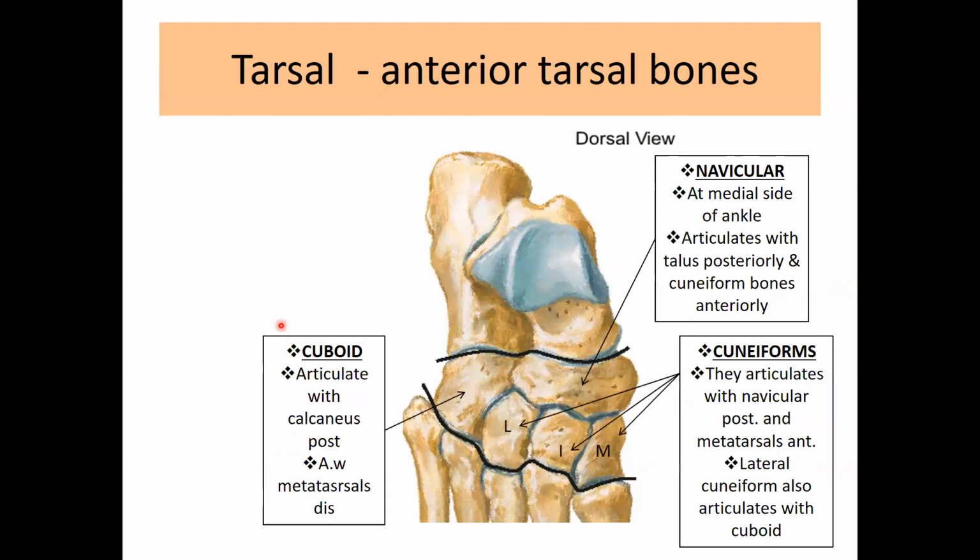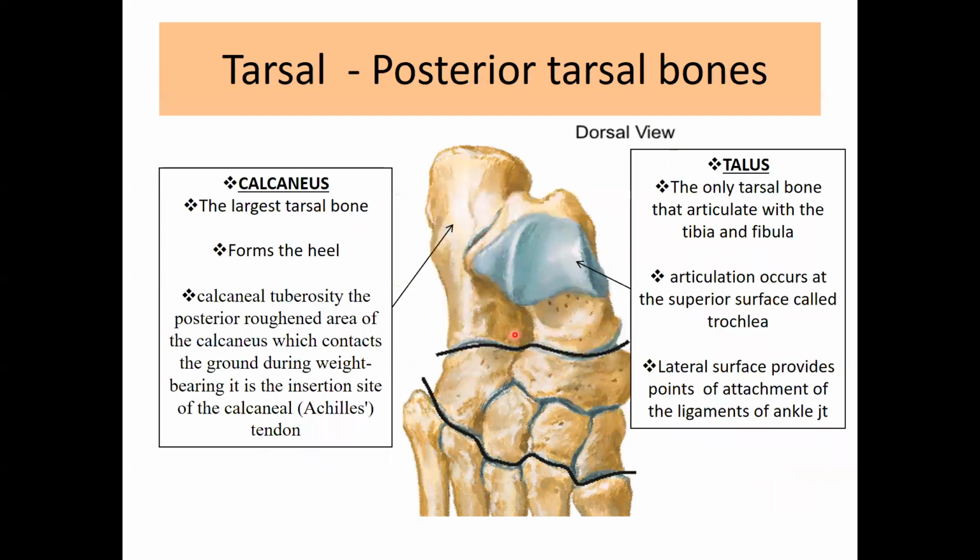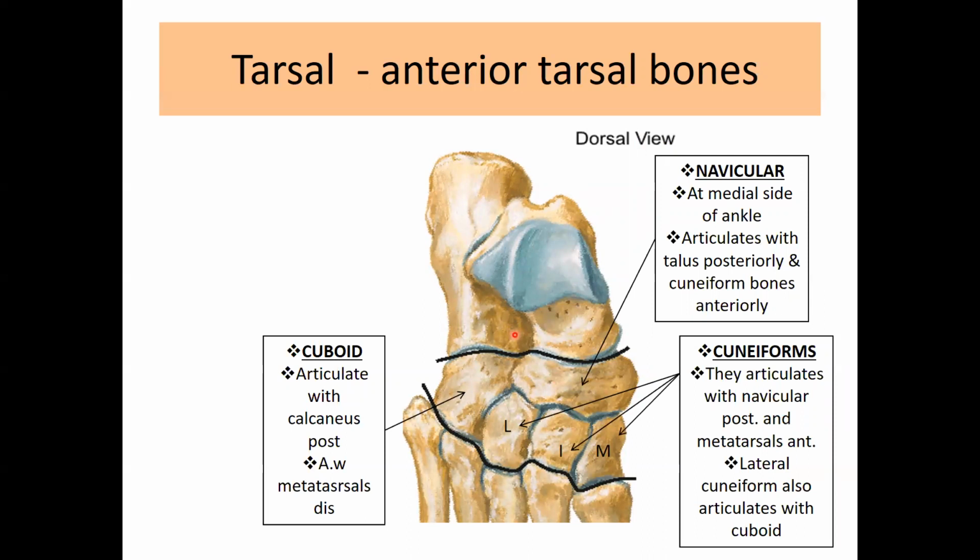This one is the other bone, which is the navicular. This is the navicular, anterior to the talus. Anterior to the talus is the navicular. Navicular at the medial side of the ankle articulates with the talus posteriorly and the cuneiform bones anteriorly.